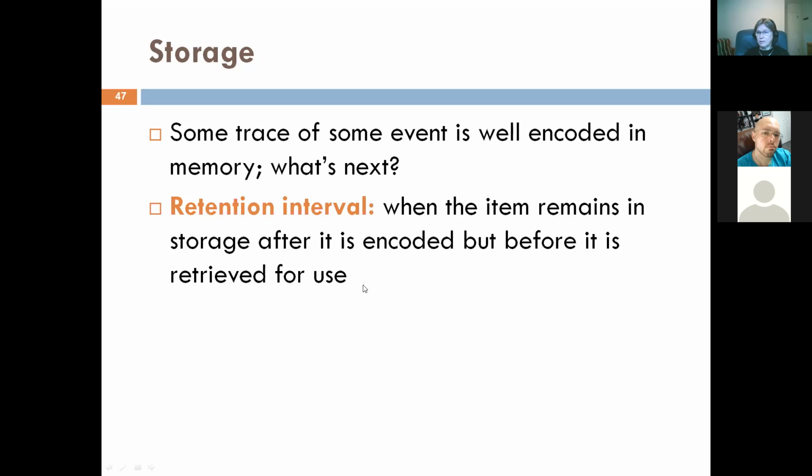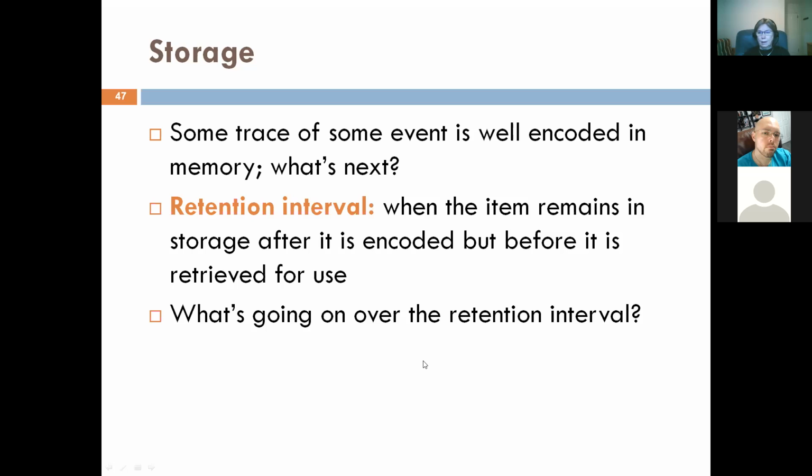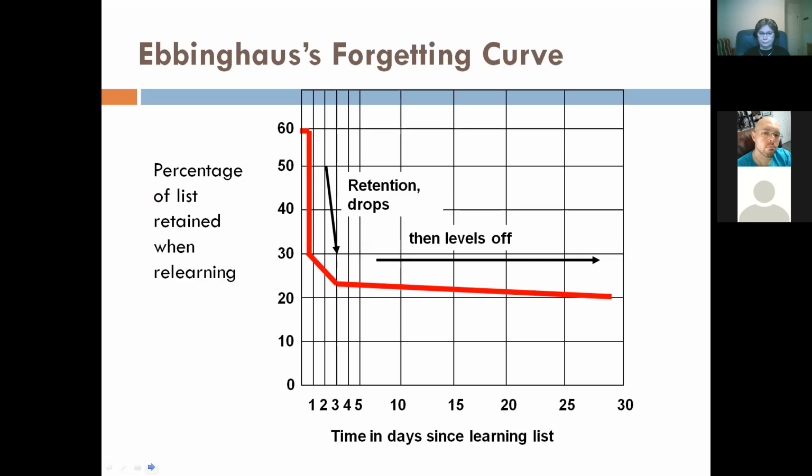During this retention interval, this is what storage is. It's kind of a retention interval, right? You encoded stuff, holding on to it, then you retrieve it because you need to use it. So retention interval is between encoding and retrieval, so during storage. And this retention interval can be a minute, a week, a year, or your entire life. And again, either you hold on to the stuff or you lose it, that is, you forget.